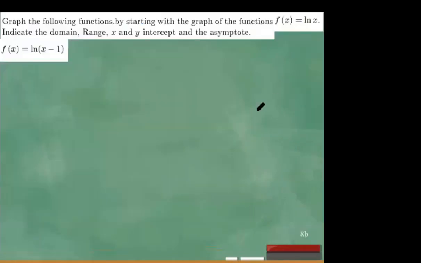Here we want to graph f of x equal to natural log of x minus 1 using the graph of f of x equal to natural log of x. So I'm going to start with y is equal to natural log of x. You all should know what the graph of this looks like. And from here, we want to find the graph of y is equal to natural log of x minus 1. Looks like it's the same exact graph, except you're shifting this 1 unit to the right. That's all we're doing. Let's take a look at the graph.